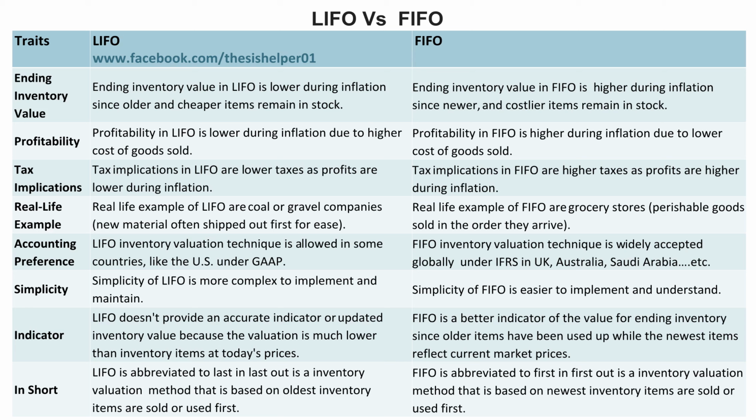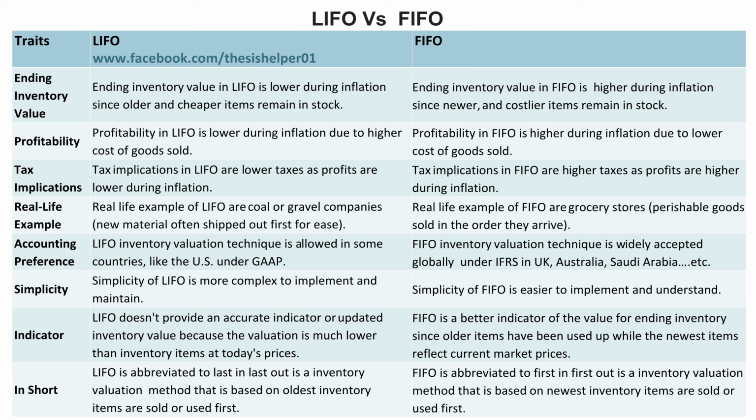Real-life examples of LIFO are coal or gravel companies, new material often shipped out first for ease. Whereas, real-life examples of FIFO are grocery stores, perishable goods sold in the order they arrive. LIFO inventory valuation technique is allowed in some countries, like the US, under GAAP. Whereas, FIFO inventory valuation technique is widely accepted globally under IFRS, in UK, Australia, Saudi Arabia, etc.